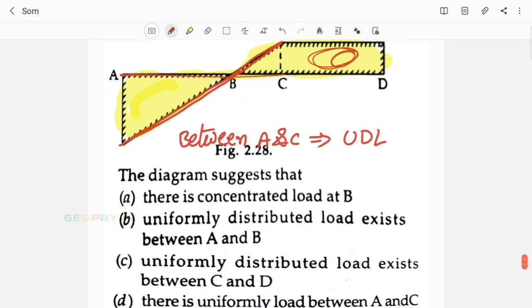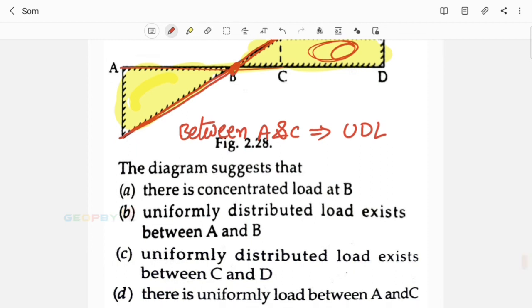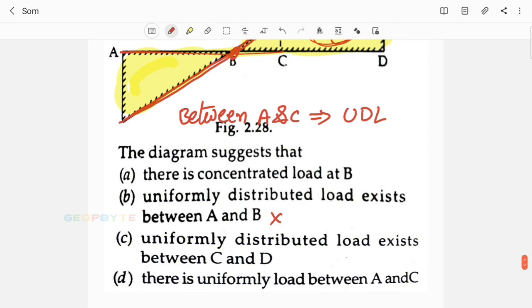Option A is, the diagram suggests that there is a concentrated load at B. No. At B, there might be UDL. Uniformly distributed load exists between A and B. Not only between A and B, but also throughout the length of AC, UDL is acting. B is also not correct.